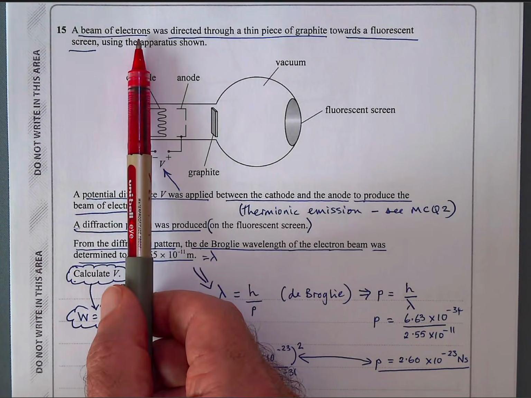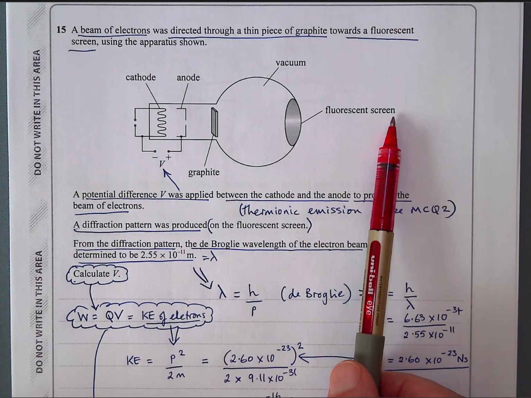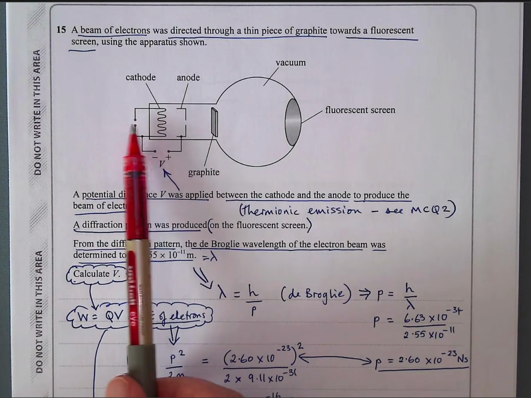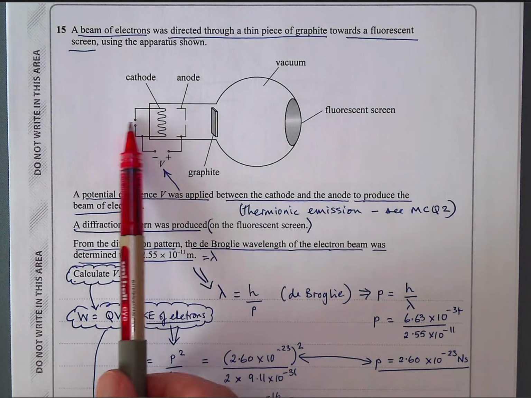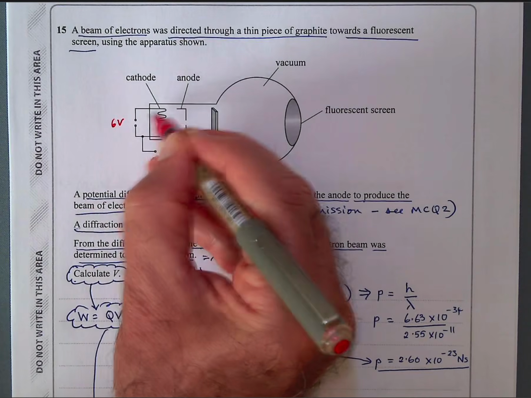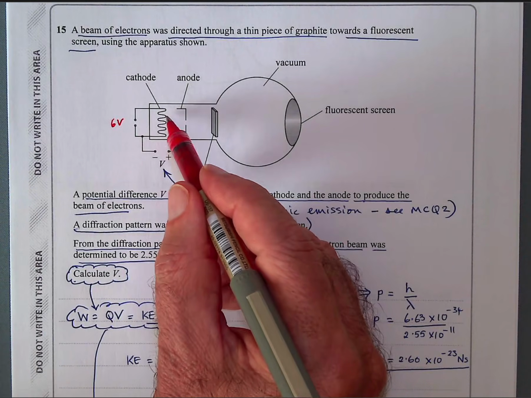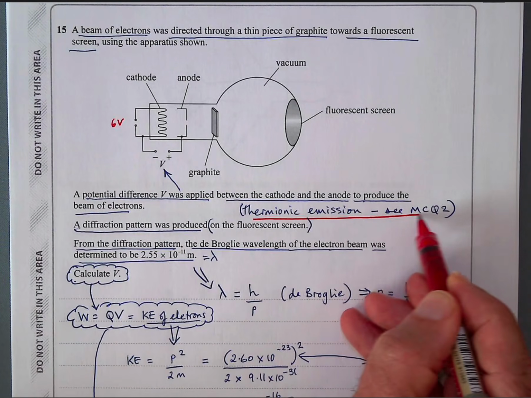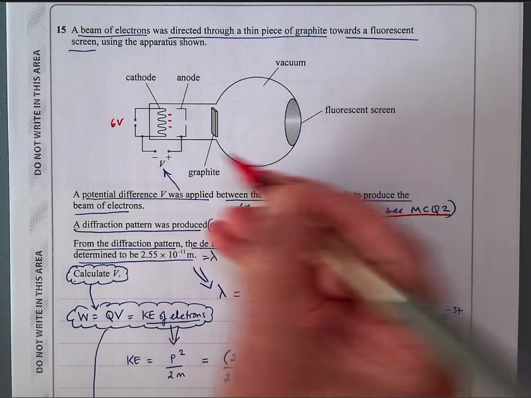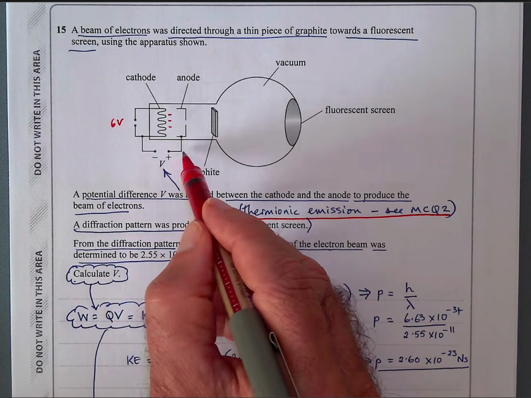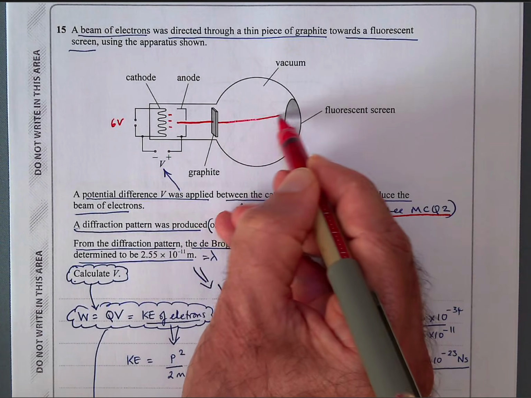Here you have a beam of electrons directed towards a thin piece of graphite, and then towards a fluorescent screen, as shown in the apparatus. Here is where you have thermionic emission occurring. There you've got a heater, so you heat the filament with a small voltage, normally about 6 volts. Some electrons escape due to the thermionic emission, which we saw in multiple choice question 2. The electrons get to the surface and then get attracted to a high voltage anode. So this is negative, this is positive, and then they go through the gap.